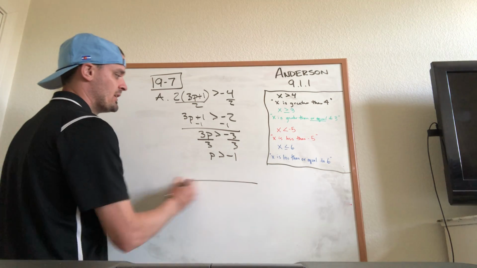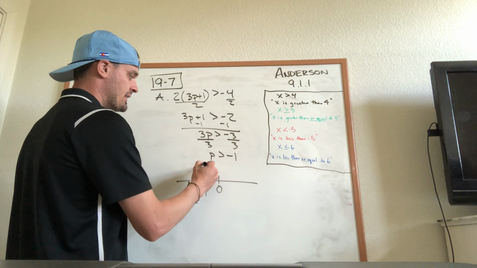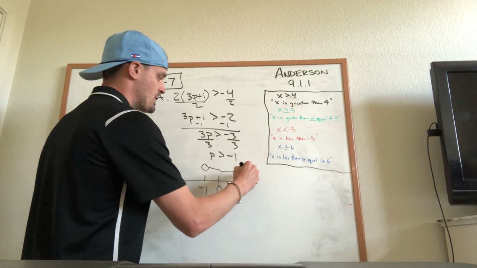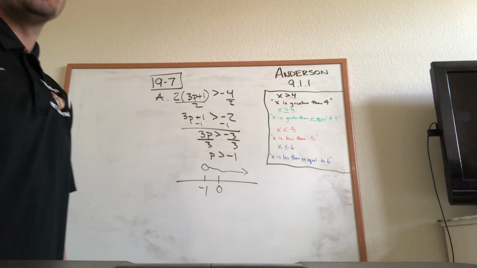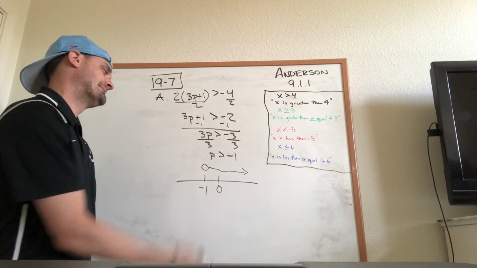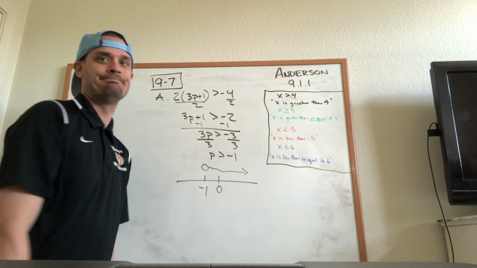On a number line, p is all points greater than -1. Remember, open circle because there's no line underneath the inequality.